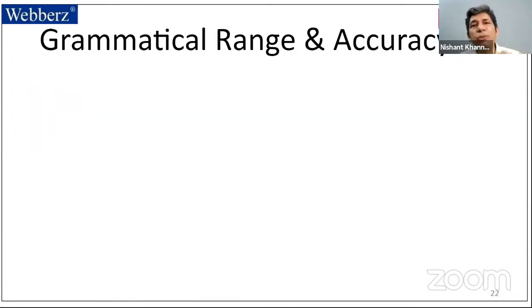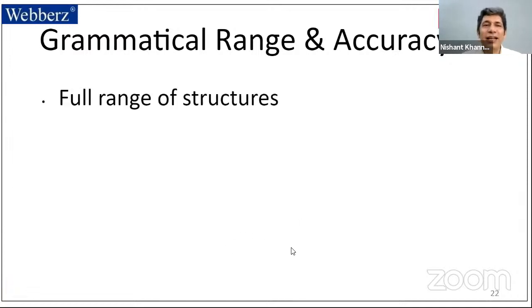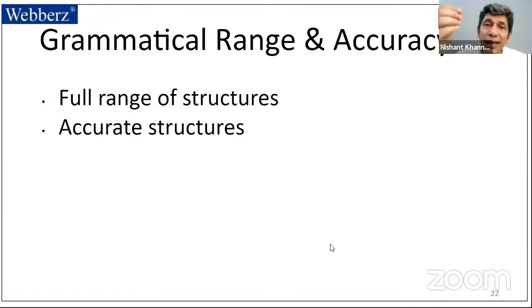Now let us talk about grammatical range and accuracy, and what a 9 band score is in grammatical range and accuracy. Well, it is a full range of structures, past, present, future. You are using all the structures. That is a 9 band score. The next thing is accuracy. Using them and using them accurately are two different things. So you should use this range of structures, but use them accurately.